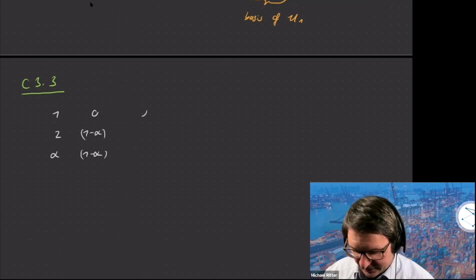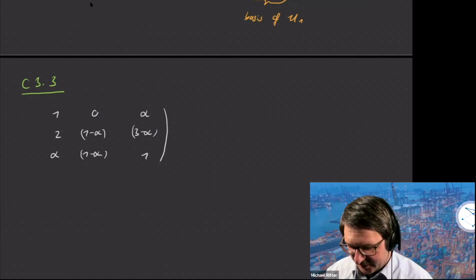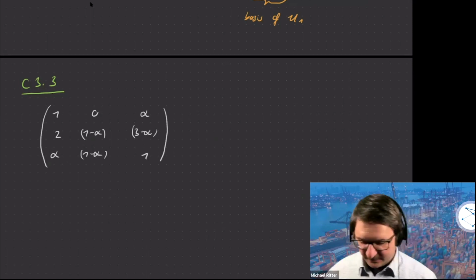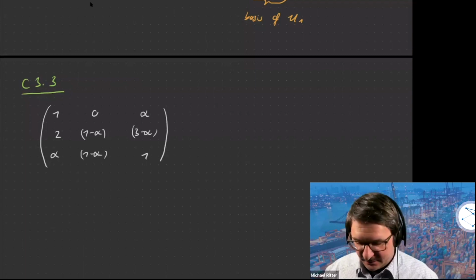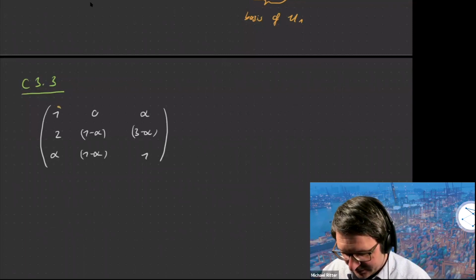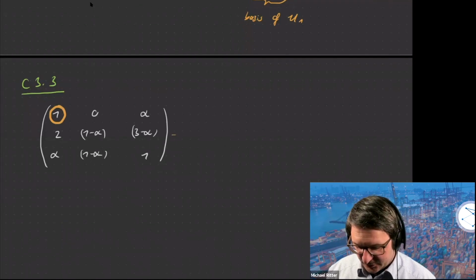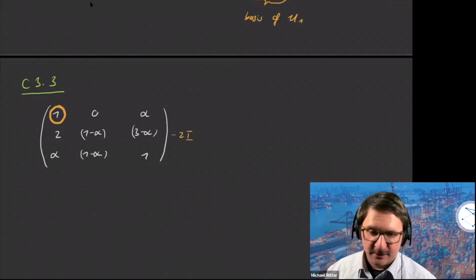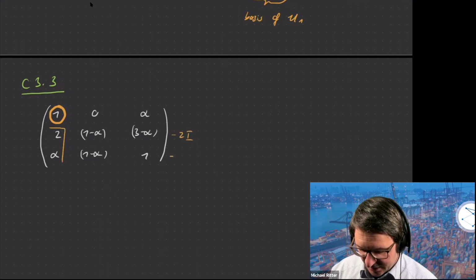And here we have alpha, 3 minus alpha, and 1. And the right-hand side is 0, so I'm just going to omit that. So if you want to solve that, then we start with taking this here. This 1 is our first pivot element. And we just subtract 2 times the first row from the second to get rid of that 2. And we subtract alpha times the first row from the third to get rid of the alpha.